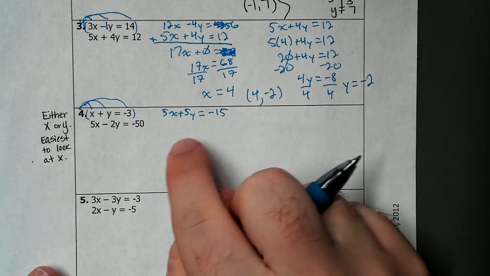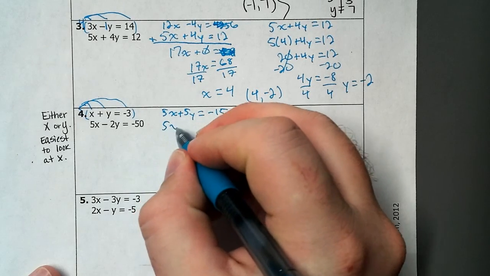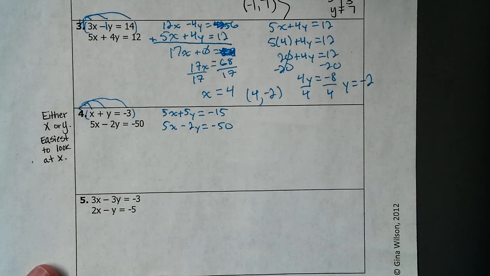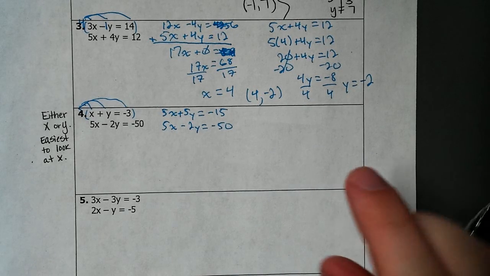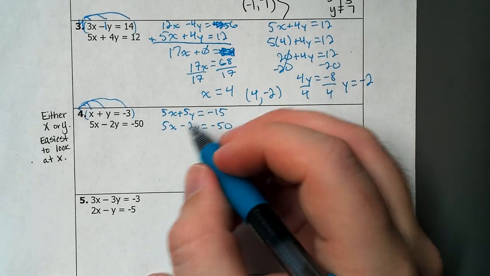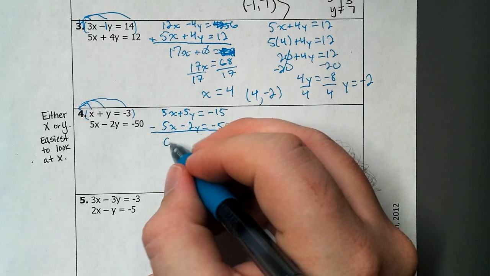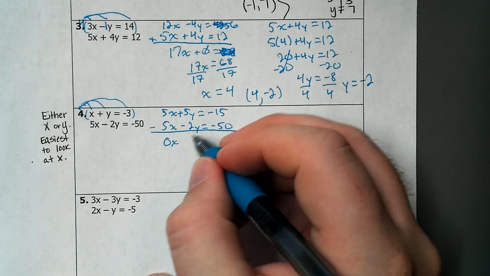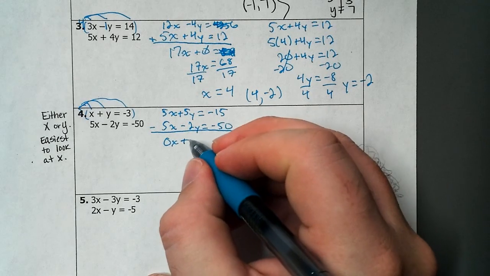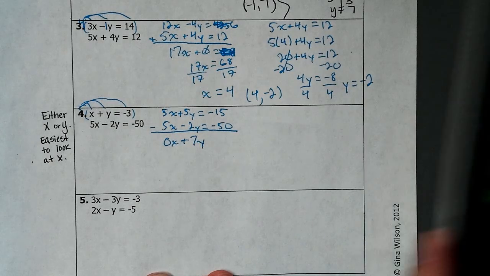I've done my top, and now the bottom, I have 5x minus 2y equals negative 50. Once I have it set up, I can go ahead and use elimination. Now we're eliminating the x's, so that's what I picked. So let's subtract. So it's going to be 0x. And then 5 minus negative 2 is actually positive 7. And then negative 15 minus negative 50.